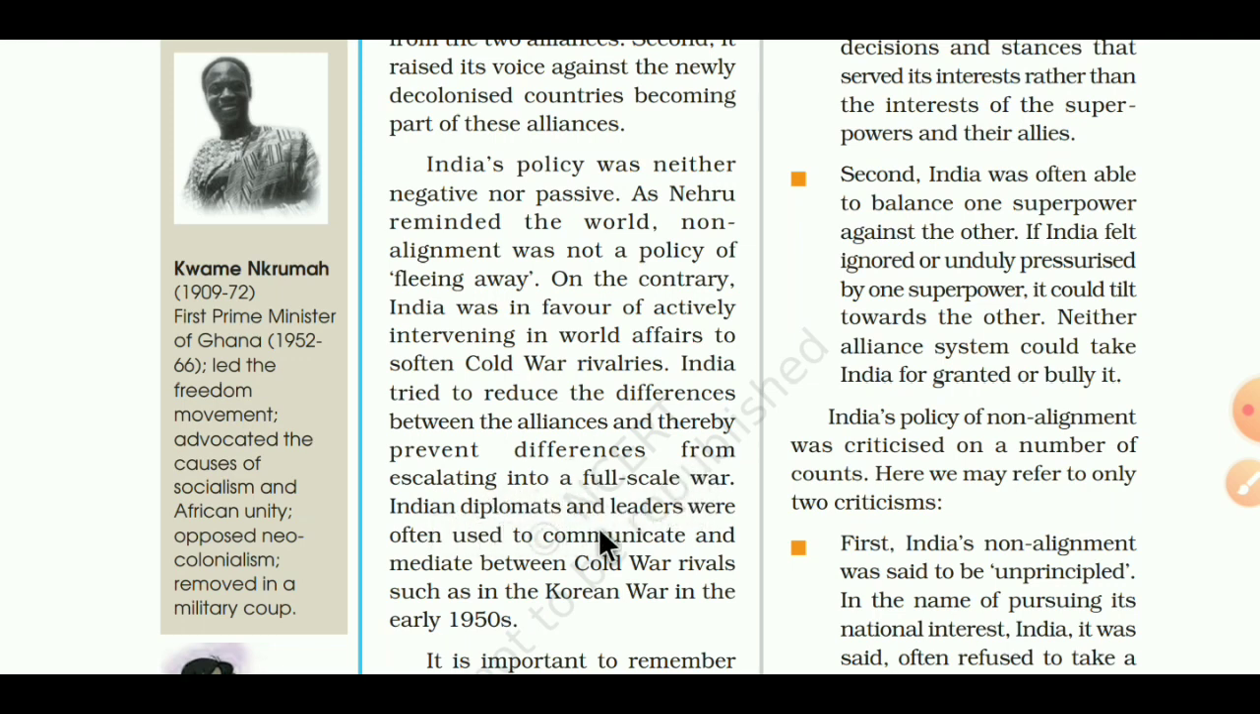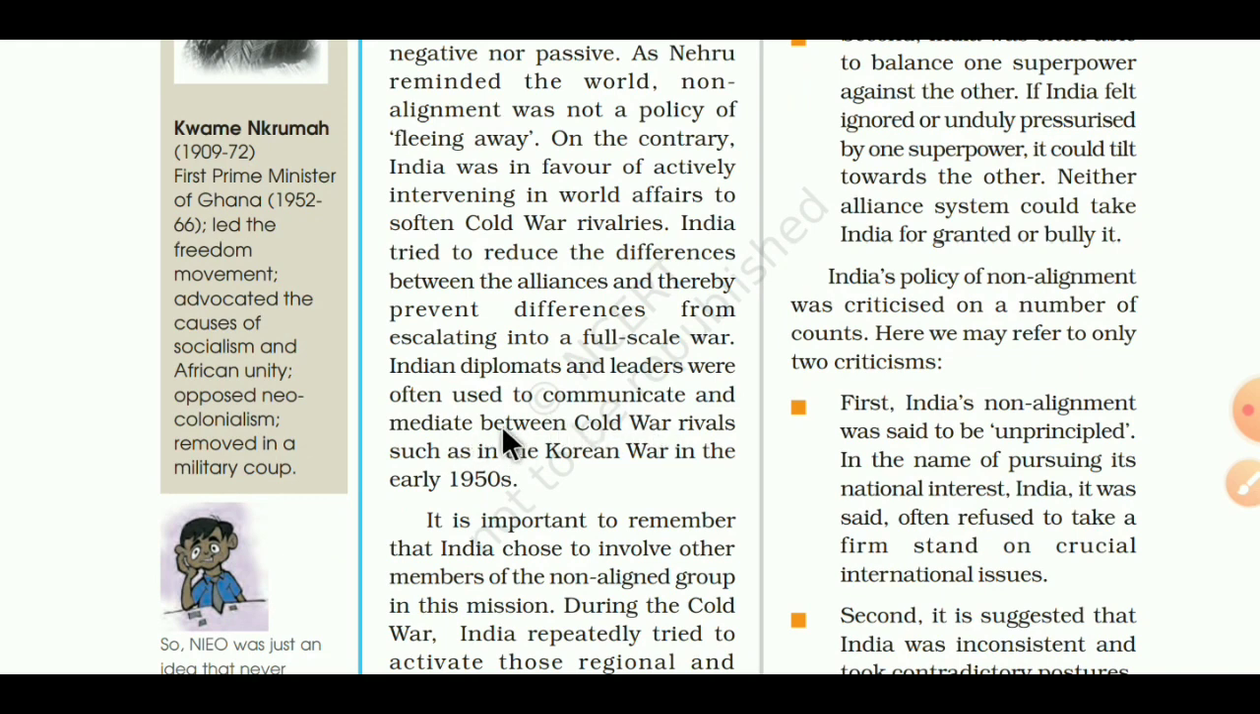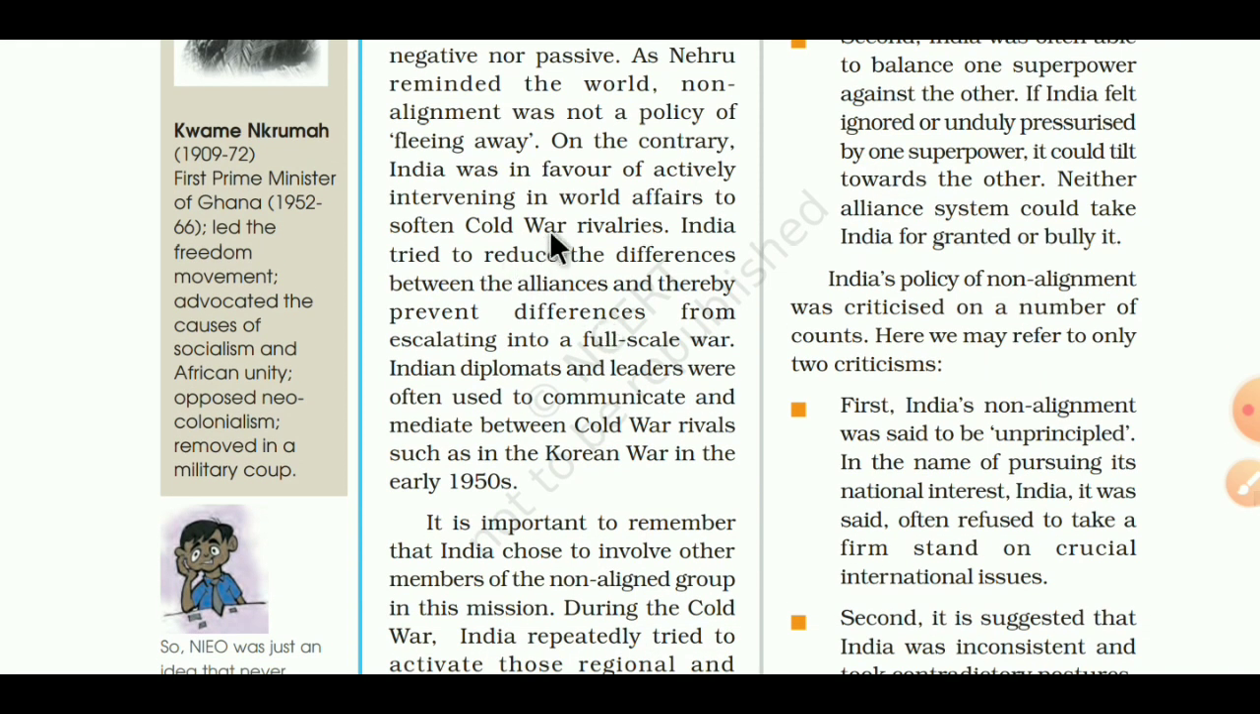India tried to reduce the differences between the allies and thereby prevent differences from escalating into full-scale war. India's diplomatic leaders were used to communicate and mediate, as in the Korean War in 1950. In this Cold War, India played a very great role because India intervened in world affairs and softened Cold War rivalry, and tried to prevent the differences from escalating into full-scale war.